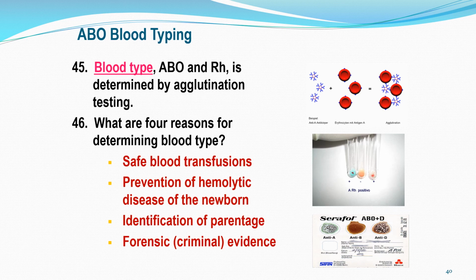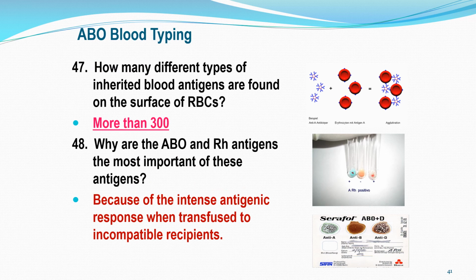If we're worried about the RH type of a mother and a baby, and a mother and a father and the possible baby, we're worrying about this for prevention of hemolytic disease of the newborn. Also identification of parentage, who the parents of this child are, and then forensic clinical evidence, if there's blood at a crime scene, whose blood type does it match, right?